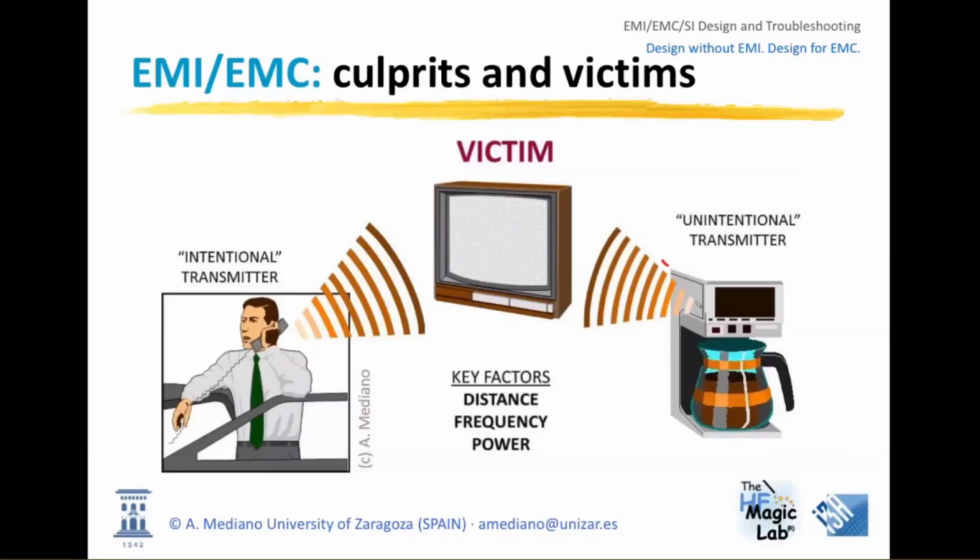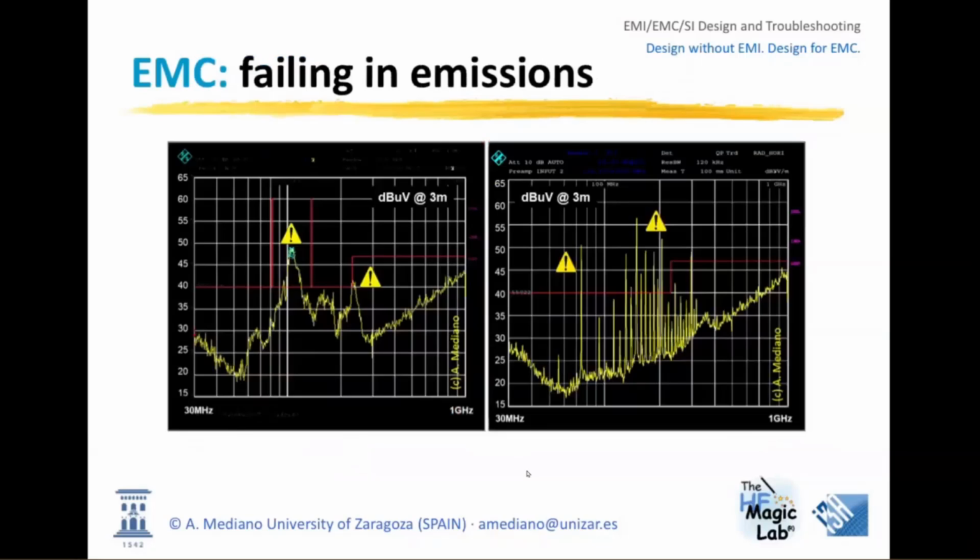This kind of problem is related with the distance between the two elements, the frequency that you are using, and the energy that your signals have. This is a typical result from the measurements in a laboratory with a semi-anechoic chamber at 3 meters, where we put an antenna at 3 meters from the device under test, and then we measure in some specific frequency range, for example, in this example, from 30 megahertz to 1 gigahertz.